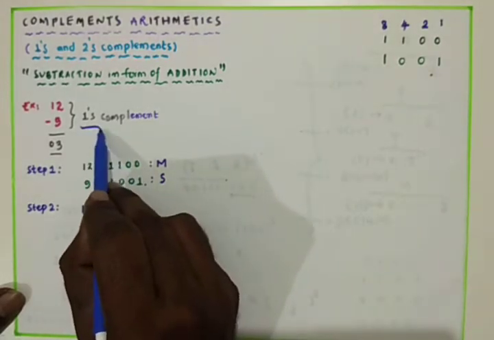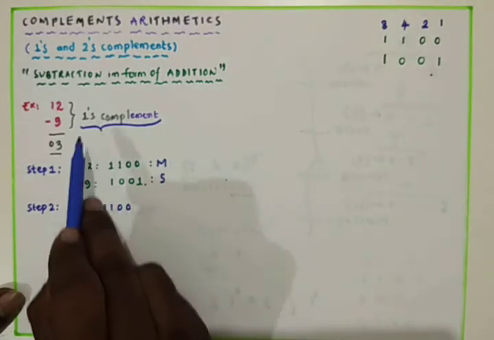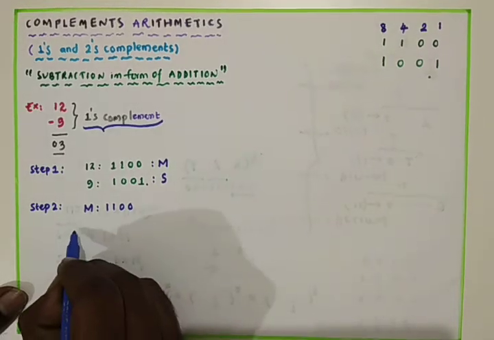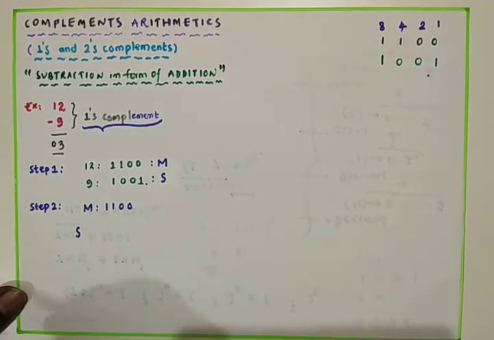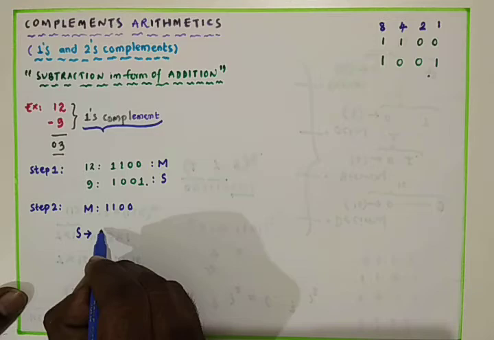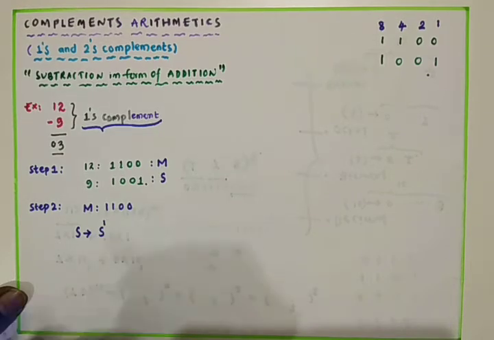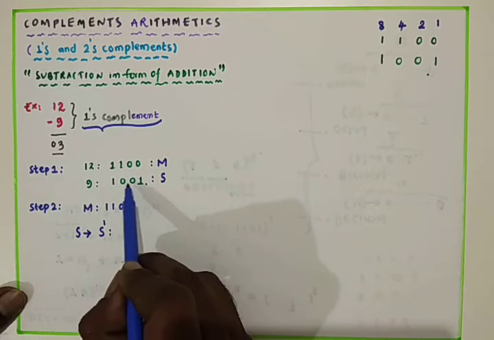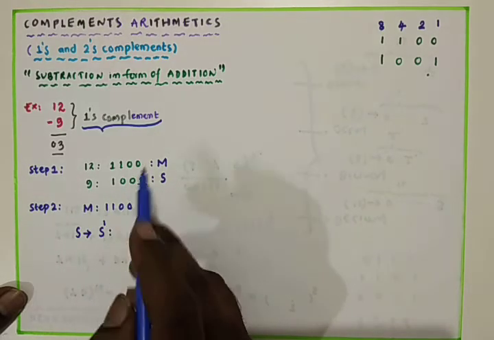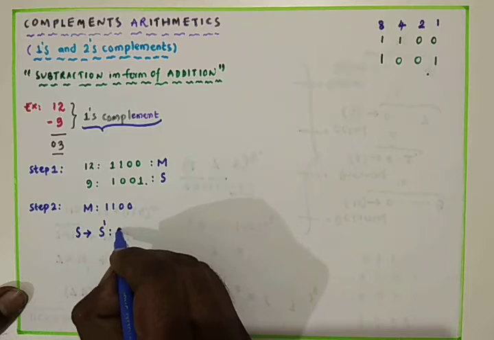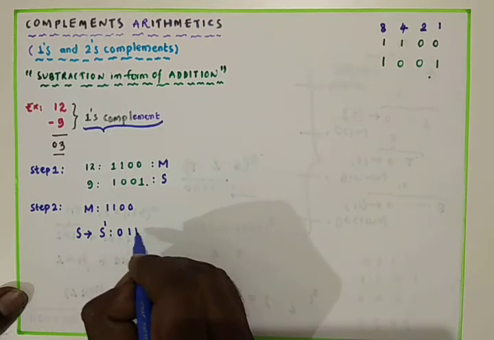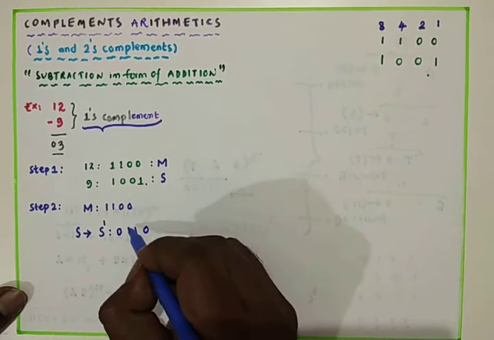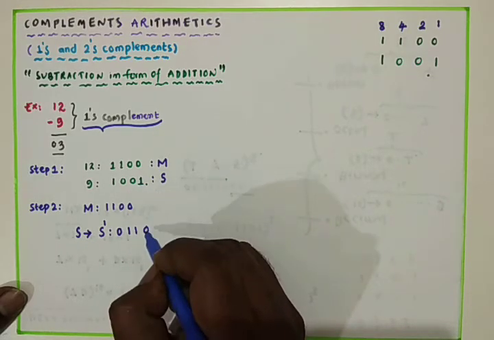But the subtrahend has to be complemented. Which complement? In the question it is given that we have to perform this by making use of 1's complement. So we need the complement of that subtrahend. The subtrahend is 1001, but the complement of that subtrahend will be 0110. Wherever 1 is there, it is replaced by 0, and wherever 0 is there, it is replaced by 1.